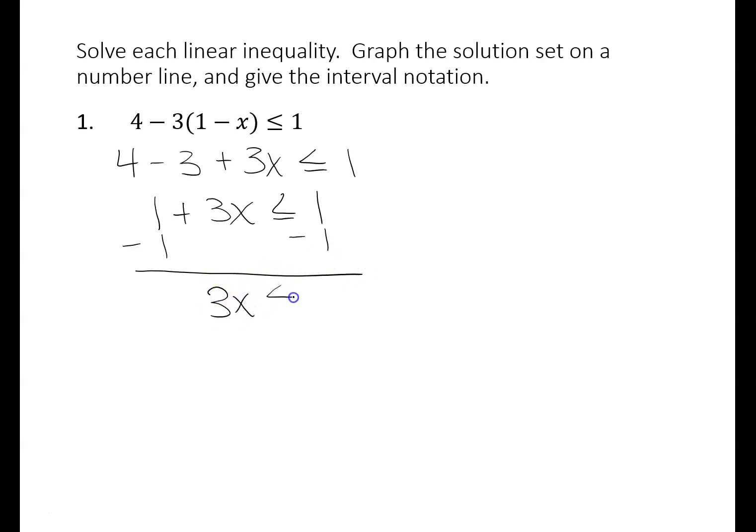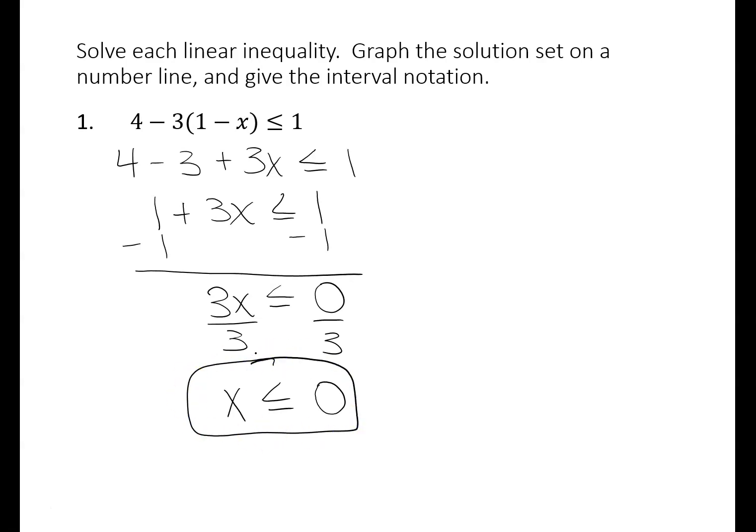And I'm still keeping that same inequality symbol. And then last, to get x all by itself, we're going to divide by 3. We're dividing by a positive 3, so we do not reverse the symbol. 0 divided by any number is 0. So we've isolated our x. The solution set are all values of x that are less than or equal to 0.